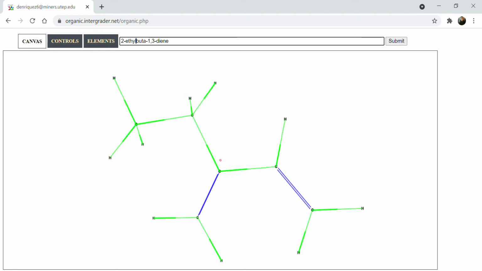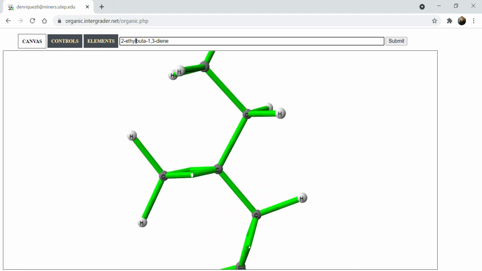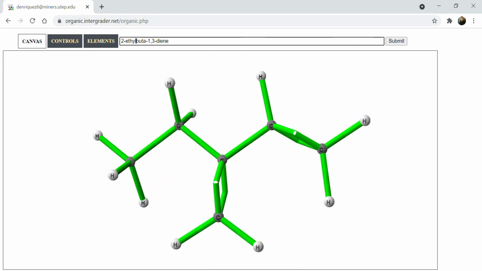Lastly, I'm going to check for E or Z, but I can see that we have 2 hydrogens on this side, which means there's no configuration. And then I can turn this one around and see that we have 2 hydrogens on this side as well, which means we have no configuration. So I'm going to leave it like this and hope for the best.